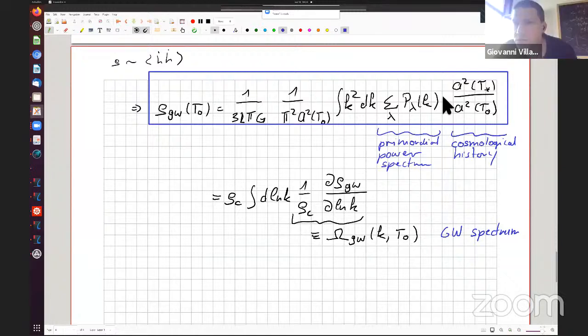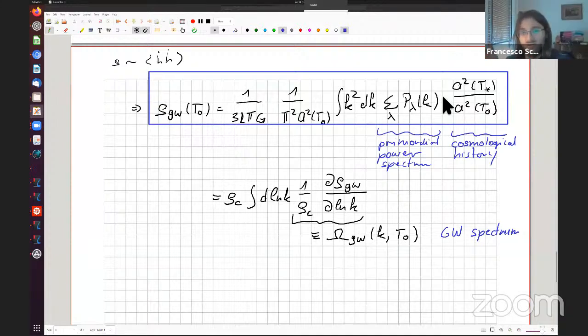Yes, from Cesco. Yeah, so usually, can you hear me? Yes. Yeah, so usually in cosmology, we define the omega parameters as the density of, for example, radiation or matter over the critical density. So what is their a derivative here?